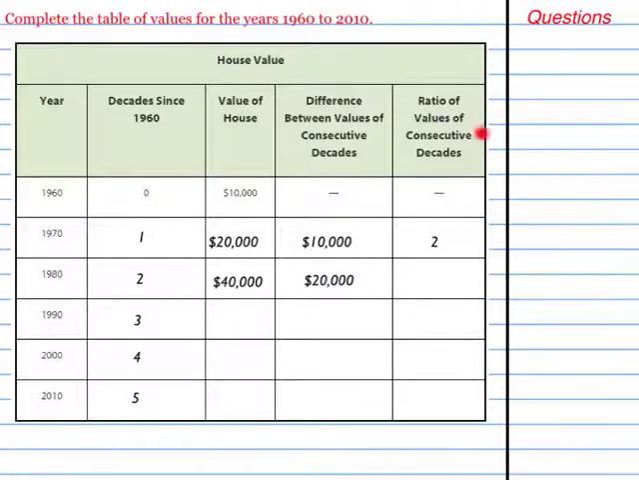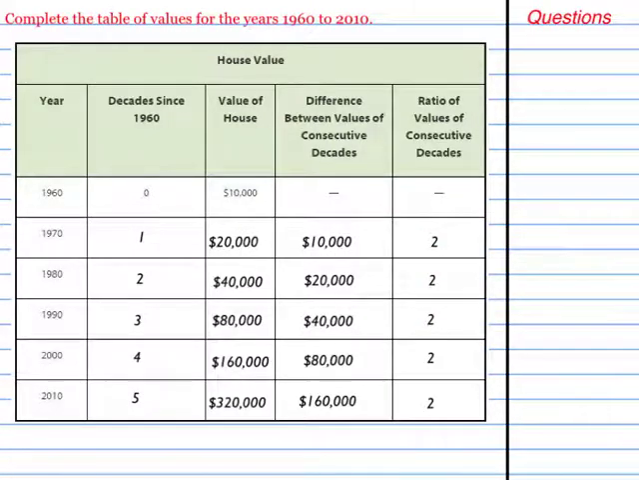And so now I want to do the ratio. The ratio of $40,000 compared to $20,000, and I do find that my ratio is the same, which is interesting. So we want to fill in the other values, following the same pattern of doubling every decade. Then find our difference values by comparing the difference between each set of years. And then find the ratio by taking the value below and dividing it by the value above it.